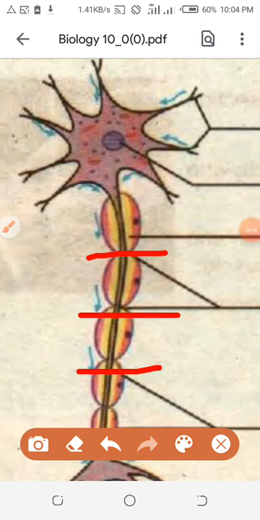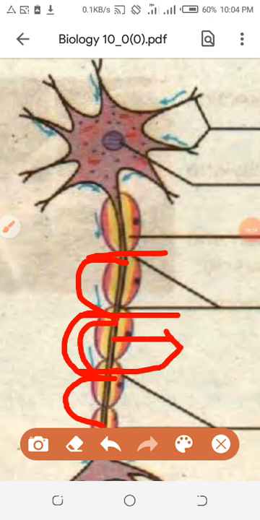Now once again you are thinking, sir, how will the nerve impulse be transmitted? Wait, the nerve impulse will be transmitted by the jumping method. It will move from here to there, from here to there, because it cannot pass through the myelinated sheath. It will jump across this area. How it will jump, I will explain that.